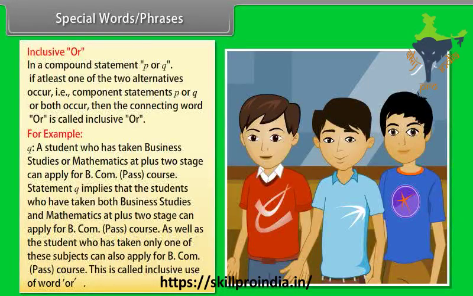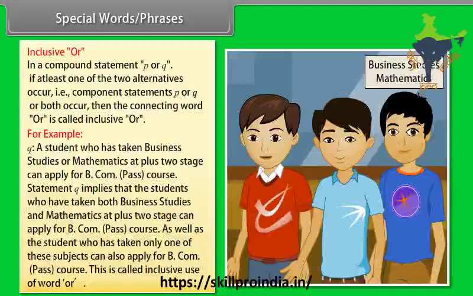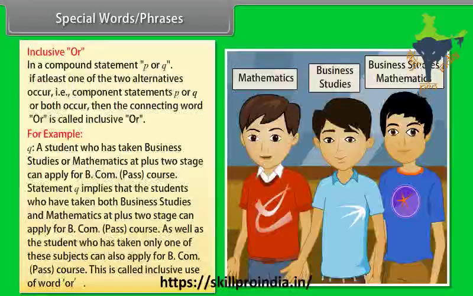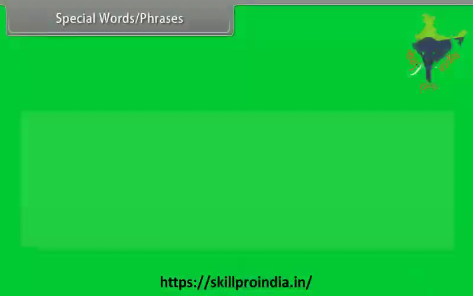Statement Q implies that the students who have taken both business studies and mathematics at +2 stage can apply for BCom pass course, as well as students who have taken only one of these subjects can also apply for BCom pass course. This is called inclusive use of the word or.